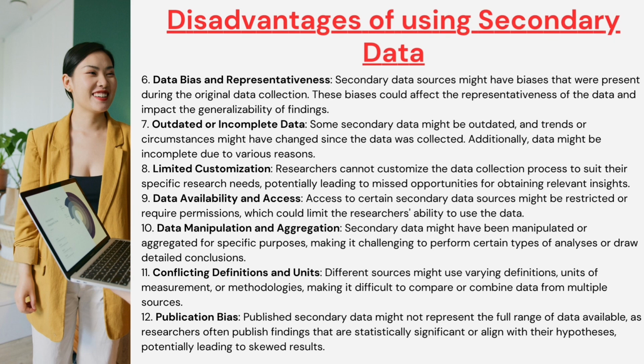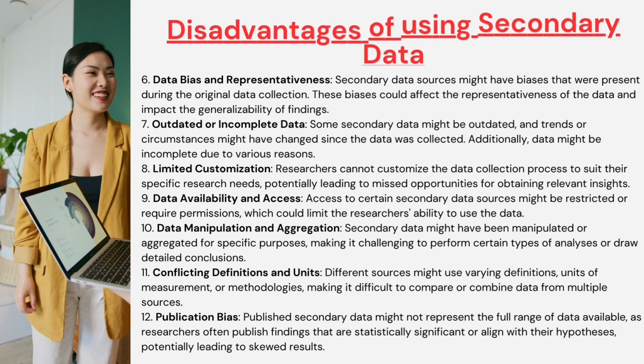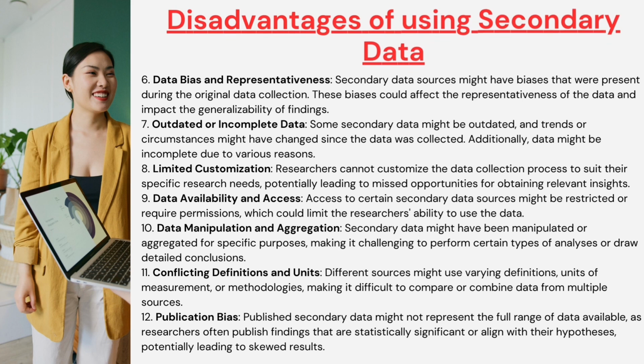Data availability and access. Access to certain secondary data sources might be restricted or require permissions. This could limit the researcher's ability to use the data. Data manipulation and aggregation. Secondary data might have been manipulated or aggregated for specific purposes, making it challenging to perform certain types of analysis or draw detailed conclusions.